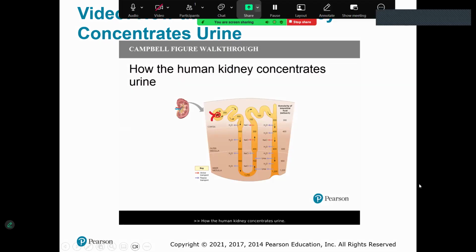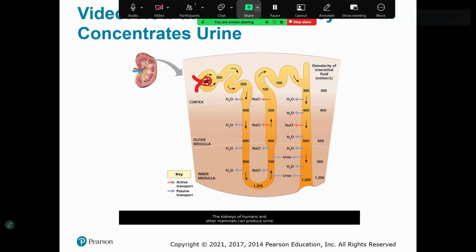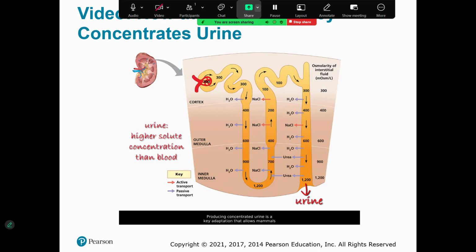How the human kidney concentrates urine. The kidneys of humans and other mammals can produce urine that has a higher solute concentration than the blood. Producing concentrated urine is a key adaptation that allows mammals to conserve water while eliminating wastes and any excess salt from the body. This figure illustrates how the kidney concentrates the solutes in urine.